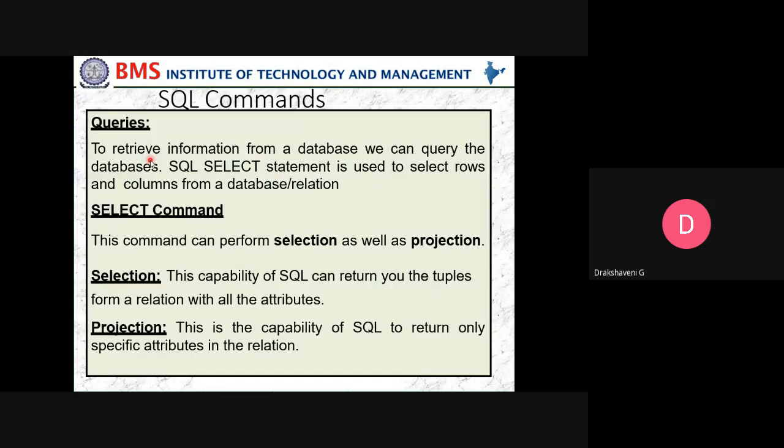In the same way, to retrieve information from our database, we can query the database. The SQL select statement is used to select rows and columns from a database or a relation. The select command can perform selection as well as projection. Selection is the capability of SQL to return the tuples from a relation with all the attributes. Projection is the capability of SQL to return only specific attributes in the relation. That is select and project.